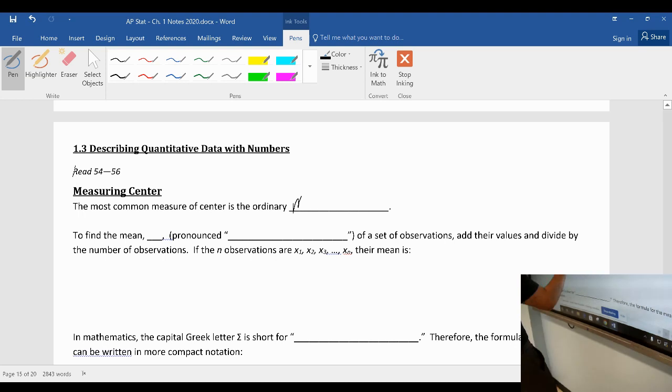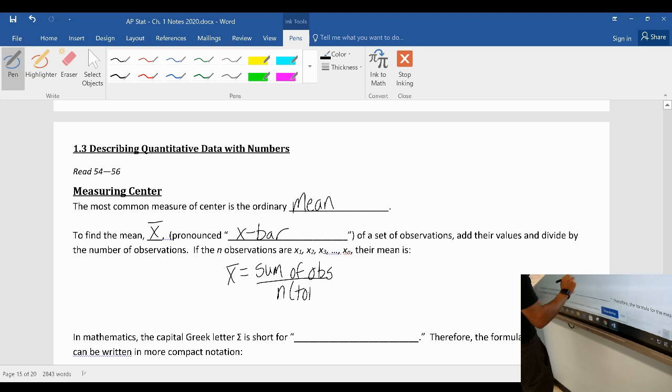I'm sure you all know about the mean. So to find the mean, which we're going to refer to as x bar, it sounds just like that, x with a bar on top. We just add up the values and divide by the number of observations. I know all of you already know that. So x bar is equal to the sum of the observations, aka add up all your values, and then divided by n, which is the total number of observations.